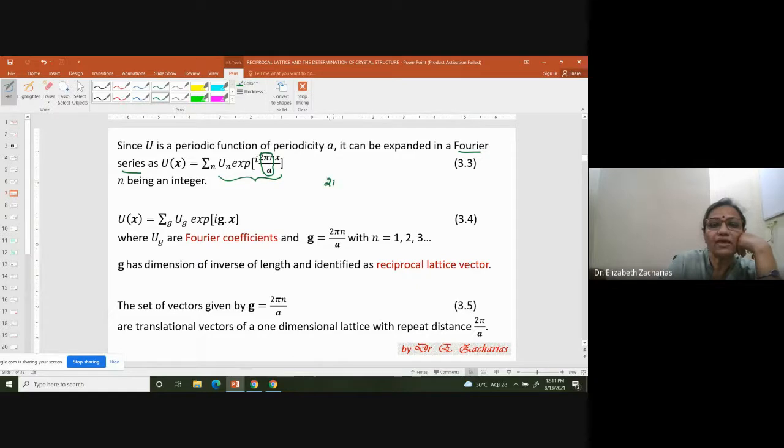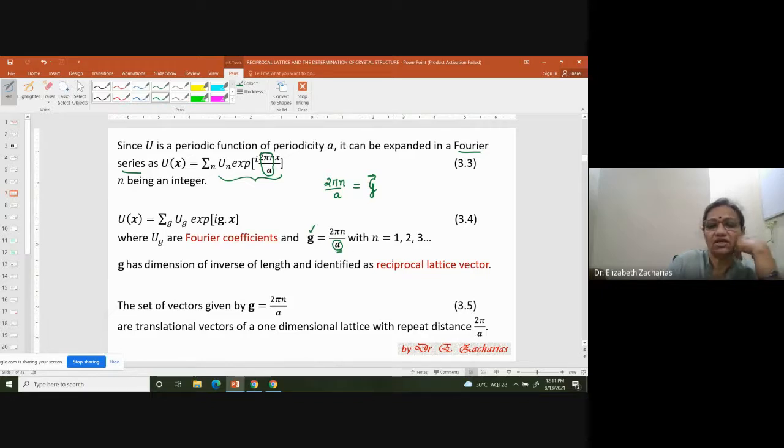This 2 pi n by A, we will call it G. We will call it a vector G. So G is going to be equal to 2 pi n by A. And you can see it has a dimension reciprocal of distance, and they were all on that normal plane. Okay, so you can call G also a vector.